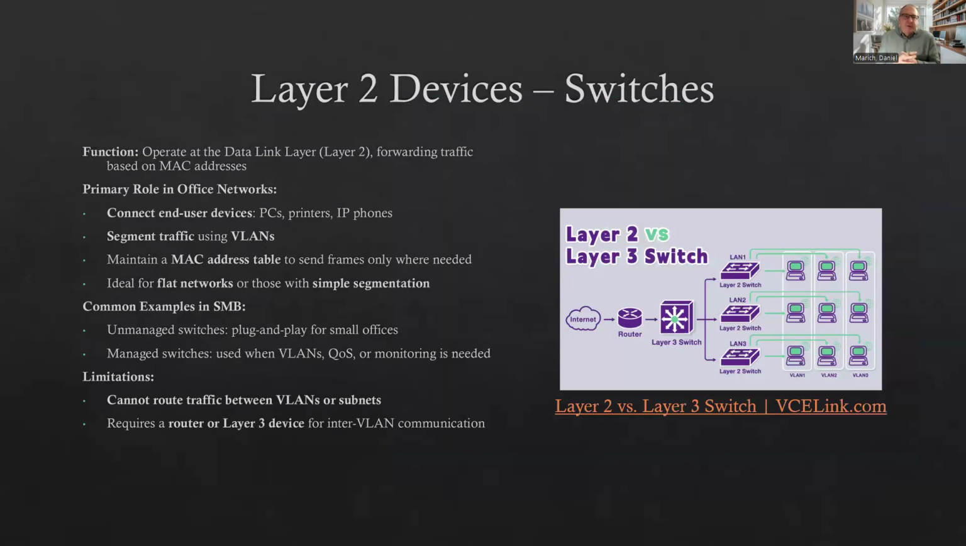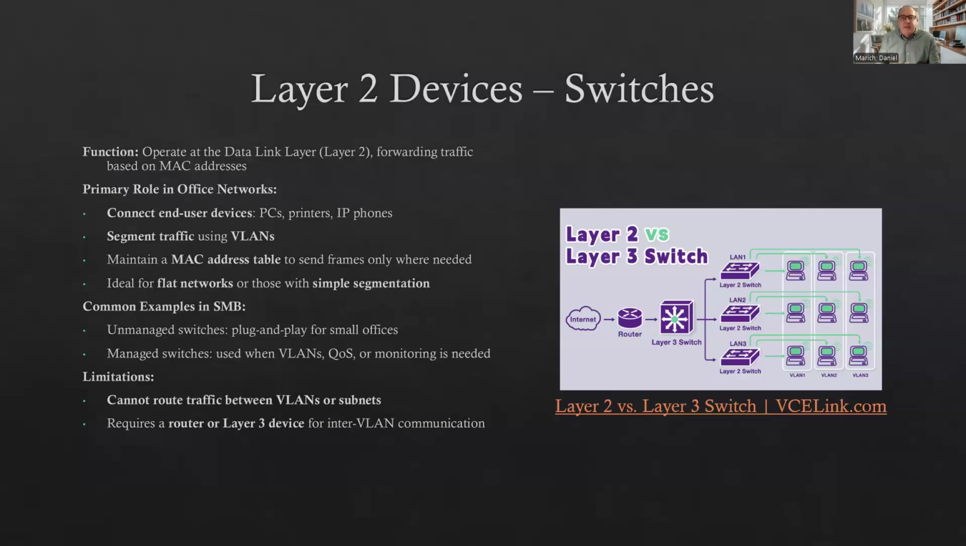Now we're going to go into layer 2 devices and layer 3 devices and drill down on these particular subjects. A layer 2 device operates at the data link layer, and it forwards traffic based on MAC addresses, not IP addresses. In a small office or an enterprise network, their primary role is to connect end user devices like PCs, printers, even IP phones. Managed layer 2 switches can also segment traffic using a virtual local area network called a VLAN, allowing administrators to isolate traffic logically.